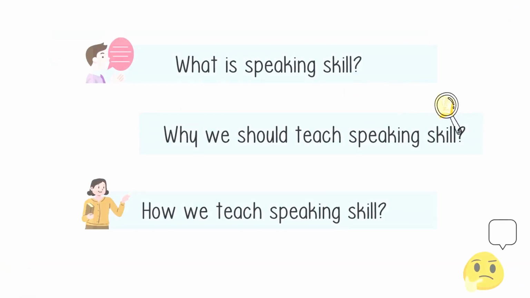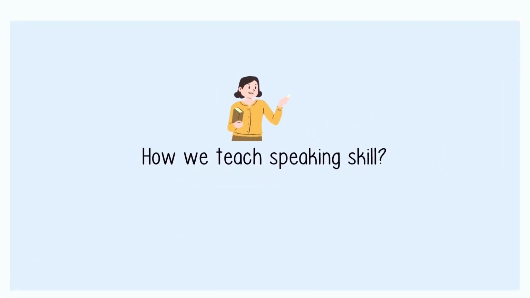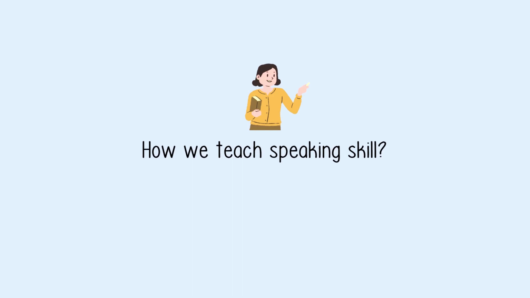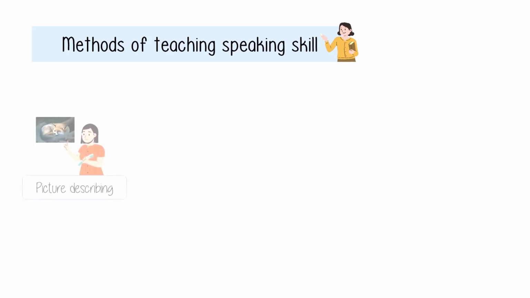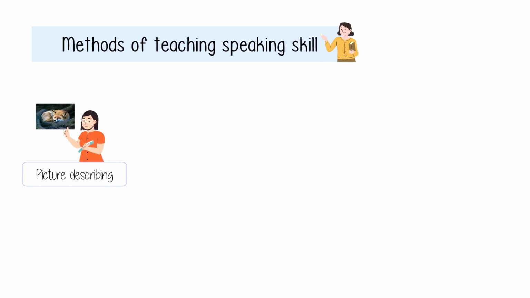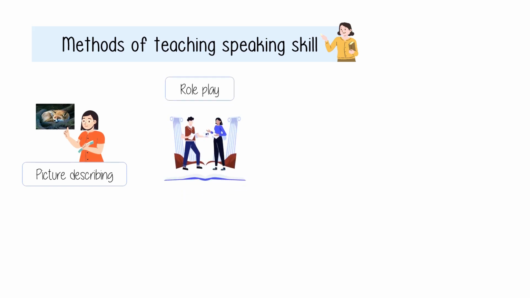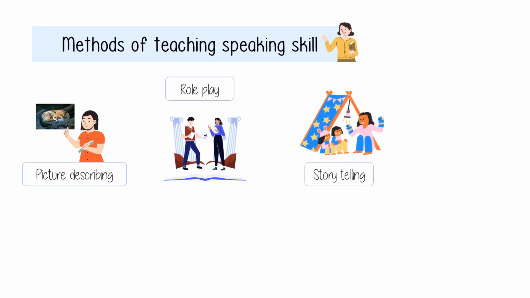The next question is how we teach speaking skill. There are some methods that can be used to teach speaking skill. The first and most common method is picture describing. The second method is role play. This method can be done by doing a drama or maybe a mini theater. The next method is storytelling.